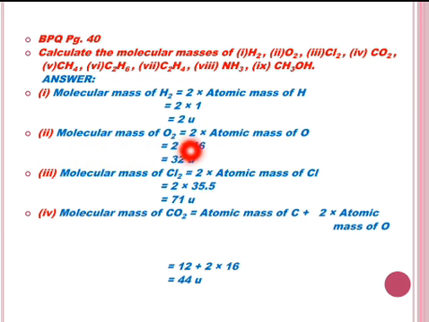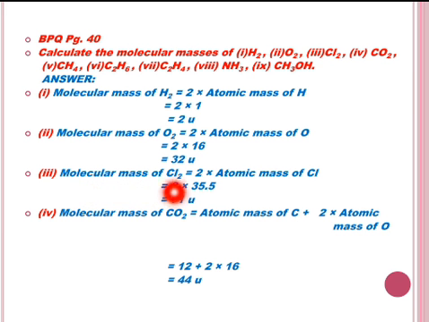See how many atoms of oxygen are there in this O2 molecule? Yes, there are 2 atoms. So what you have to do? You multiply this 2 number with the atomic mass of oxygen. What is the atomic mass of oxygen? It is 16. So 2 multiplied by 16, it comes out to be 32U. So what is the molecular mass of O2? It is 32U. Now calculate the molecular mass of chlorine, Cl2.